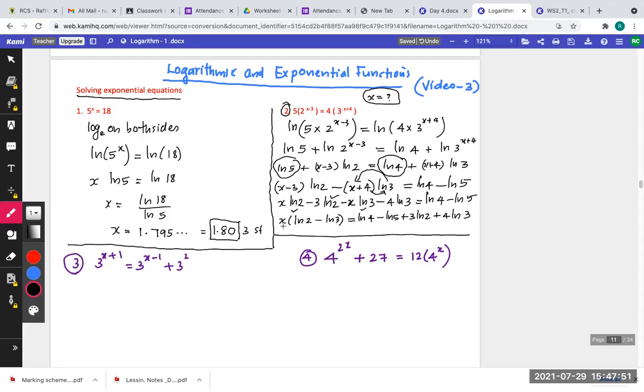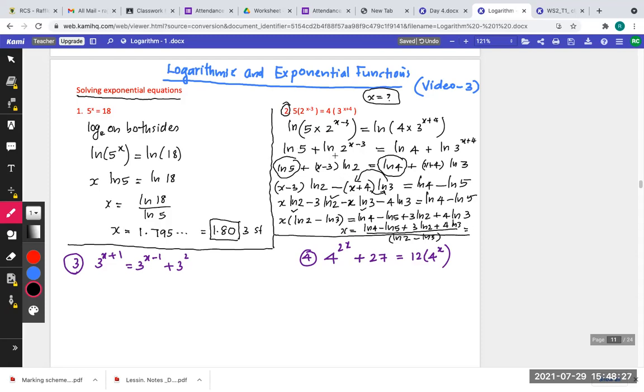Now, how do I get an x? You divide by ln 2 minus ln 3. So I could write x equal to the whole stuff, which means ln 4 minus ln 5 plus 3 ln 2 plus 4 ln 3, divided by ln 2 minus ln 3, because I don't need ln 2 minus ln 3 on the left, so I am dividing on both sides. If you use a calculator, you would be able to get the final value for x. It's a bit tricky, right?